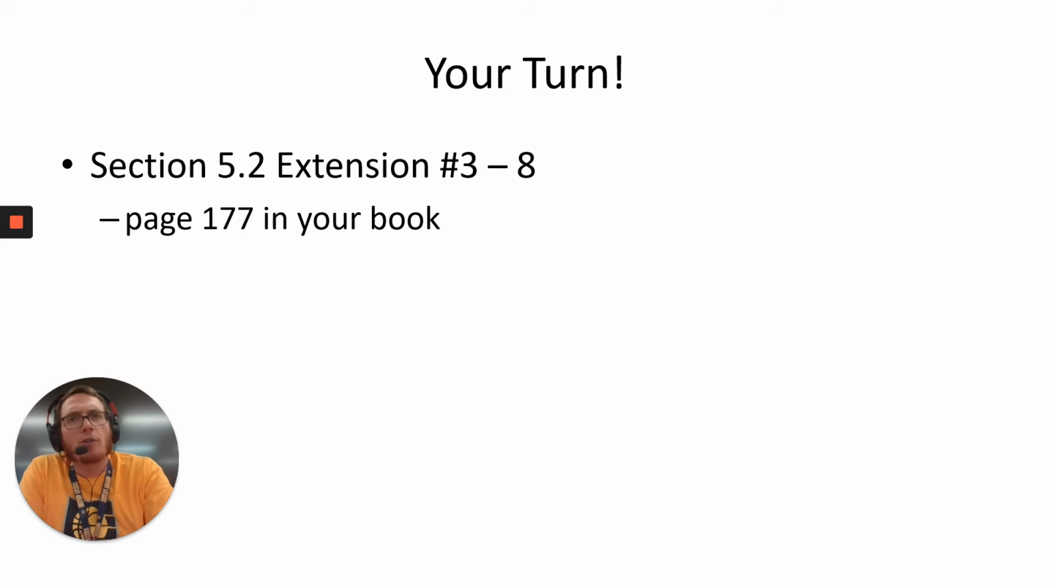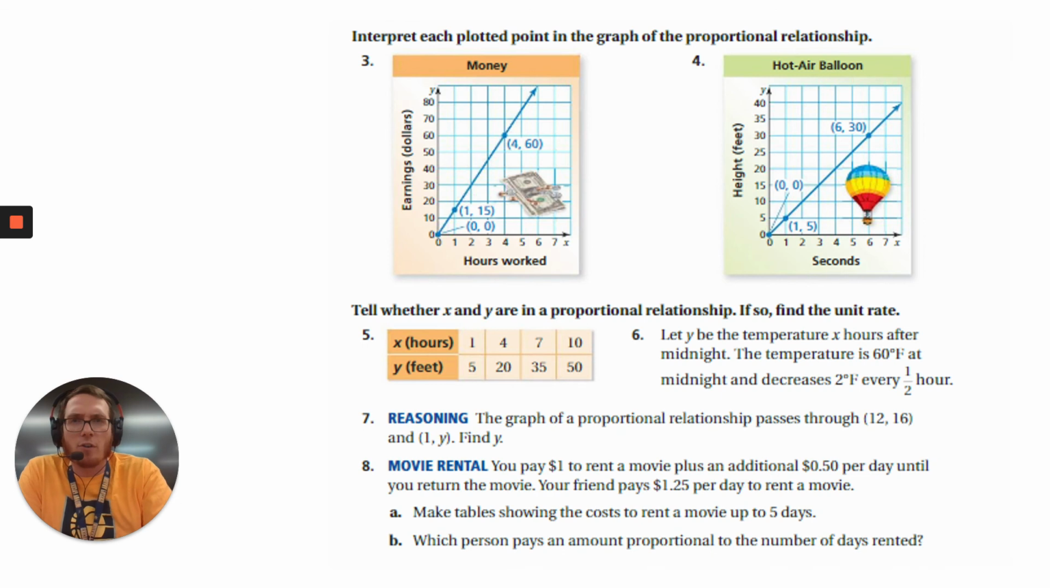Okay, so now it's your turn to try some questions out. This is section 5.2. The extension starts on page 177 in your book, and you want to do questions 3 through 8. In case you're wondering what those questions look like, they should look like these right here. Okay, so questions 3 through 8. Okay, here are all your questions that you want to look at.